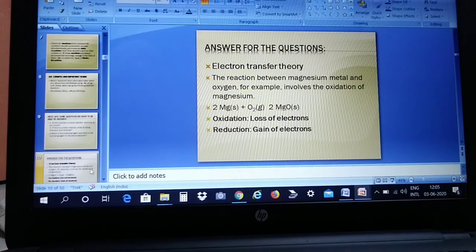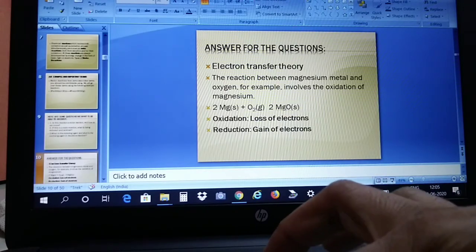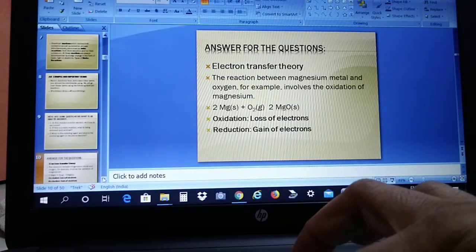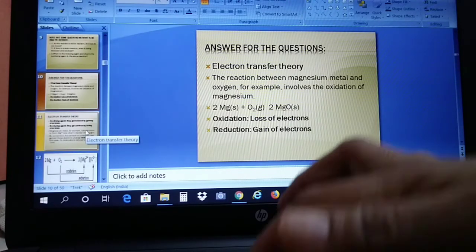Even if there is no hydrogen involved and only oxygen involved, there will still be a redox reaction, not only oxidation or only reduction at a time. So here, magnesium reacts with oxygen to give you magnesium oxide. And what is oxidation? Loss of electrons, and reduction, gain of electrons. So let us see this reaction. I hope you are writing, children.